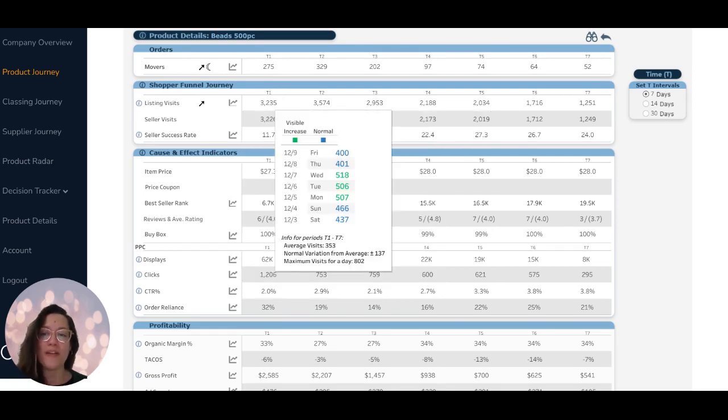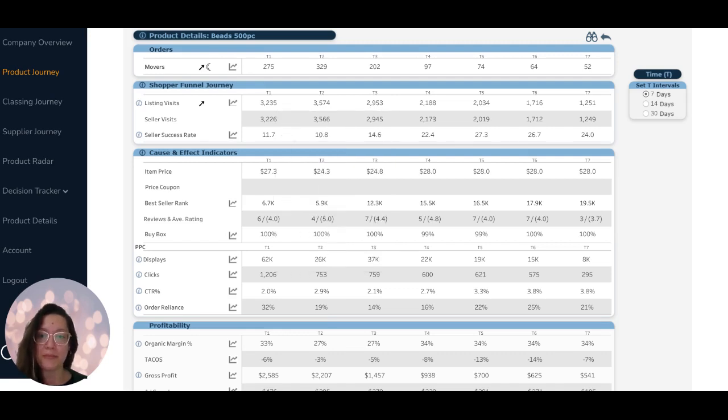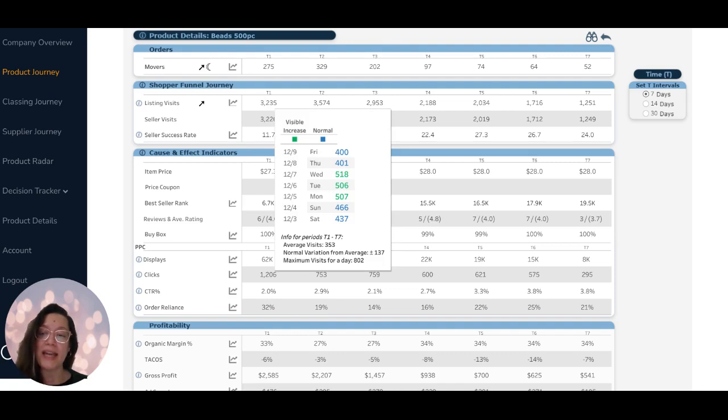By hovering over the number of visits, you can see a day-by-day breakdown of how many visits this item received on any given day. You'll notice that the numbers are color-coded. They indicate an increase or decrease to the average number of visits.